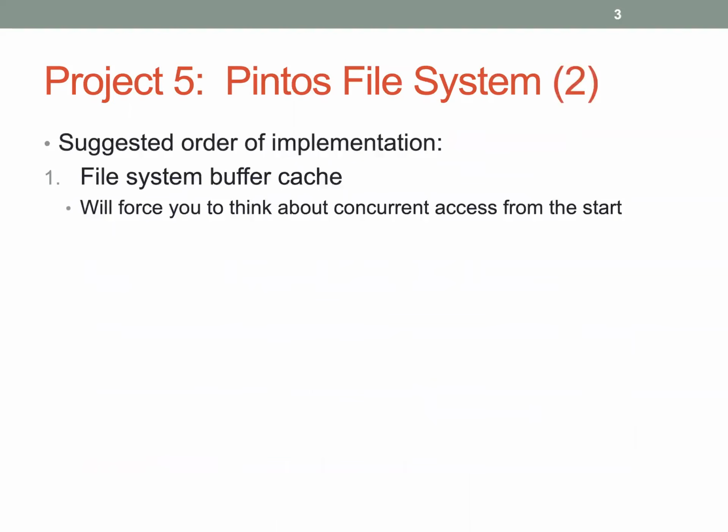There is a suggested order of implementation in the project write-up. The buffer cache is recommended first because it should be transparent once it starts working. And it forces you to think about some of the hard concurrency problems initially, which is always the way you should design these systems. Never try to design a system and then later make it concurrent.